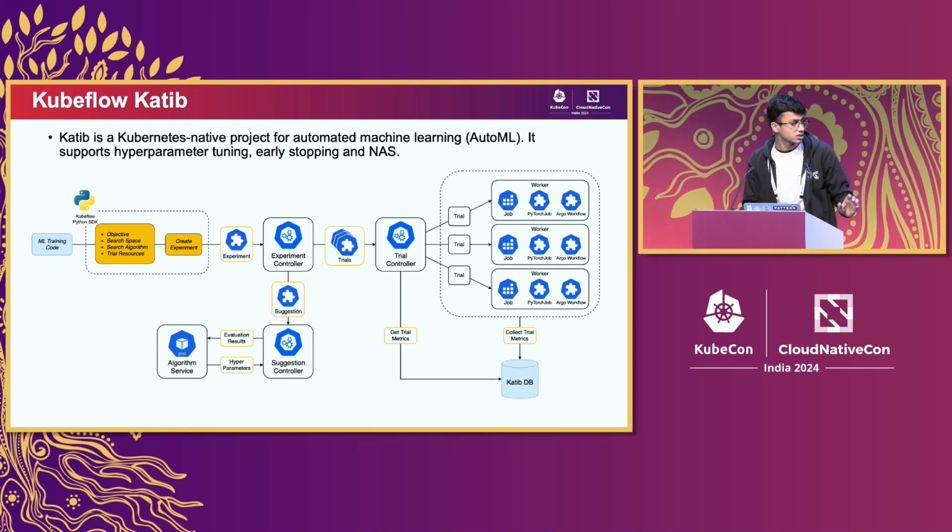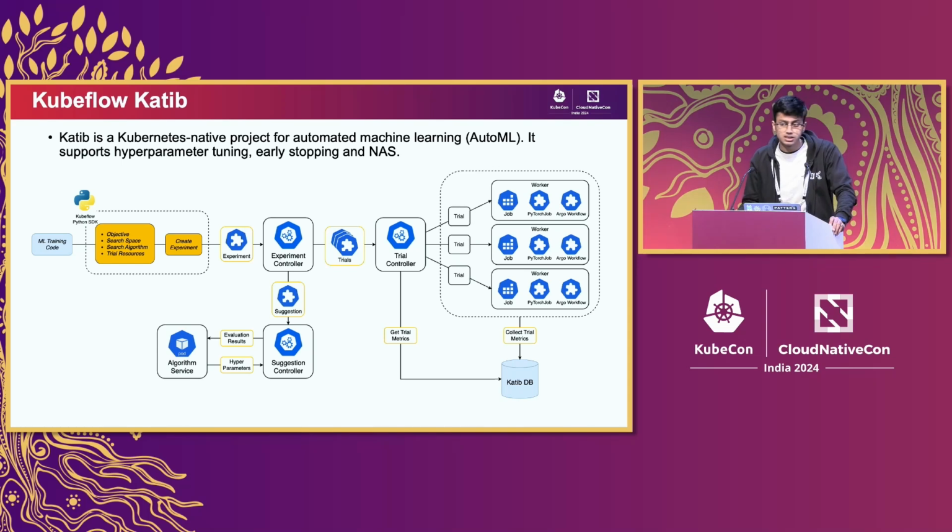The Katib architecture diagram for hyperparameter tuning mainly revolves around three main custom resource definitions. The first one is the experiment CRD. This is where we define the objective, the search space, and the search algorithms, which include Bayesian or random search, etc., and also the trial resources. Then the experiment controller creates the suggestion service and interacts with the suggestion controller and the trial controller.